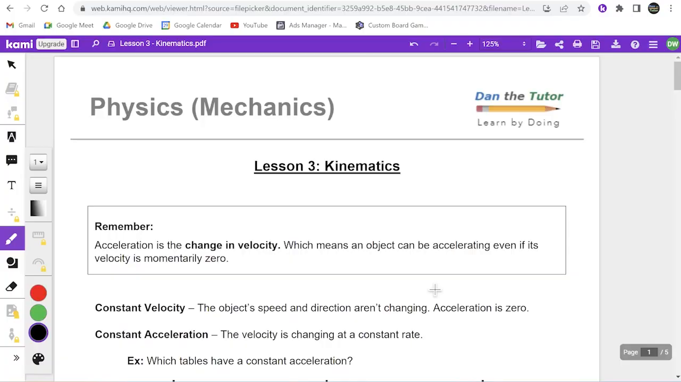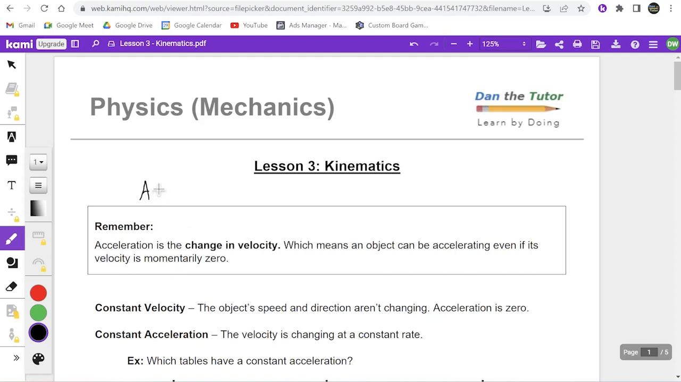Today we're going to be talking about kinematics, which is probably one of the biggest topics in all of physics. It's the first real big important topic you're going to come across, that's for sure. And before we even get talking about anything with the equations today, because there's a lot of equations that we'll have to know, the first thing we want to talk about is how acceleration is the change in velocity.